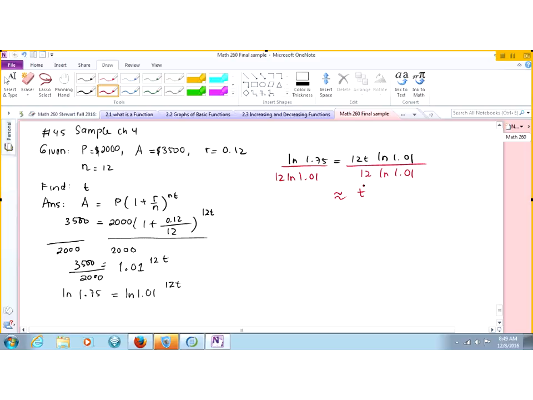Can you give me an approximate value? What is it? 4.6? 4.7? Oh, so how long does it take? 4.7 years. Yes. All right. Oh, it still takes long, right? From 2,000 to 3,500. Yeah. Okay. So, is everybody okay so far?